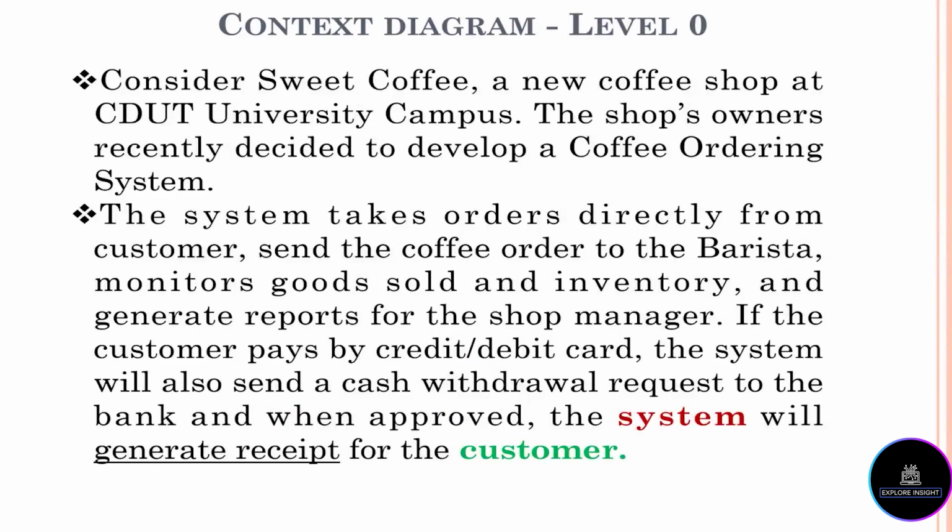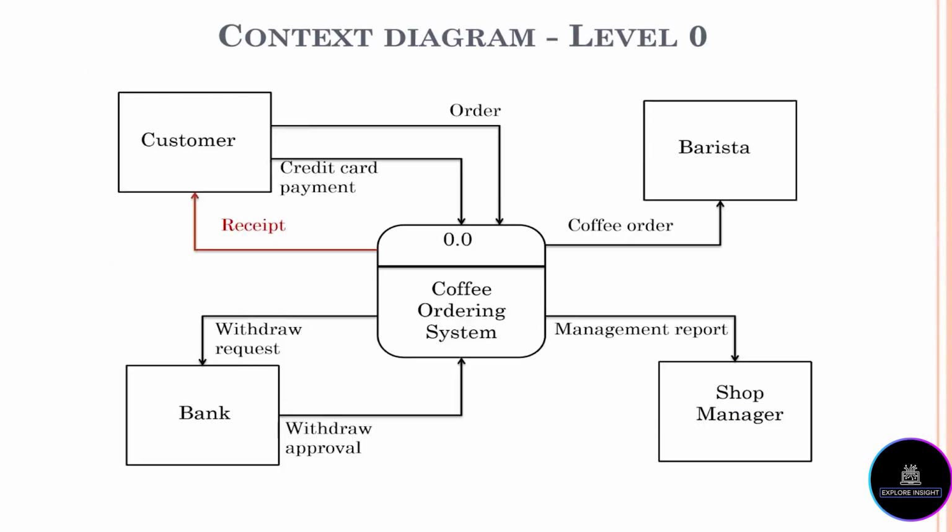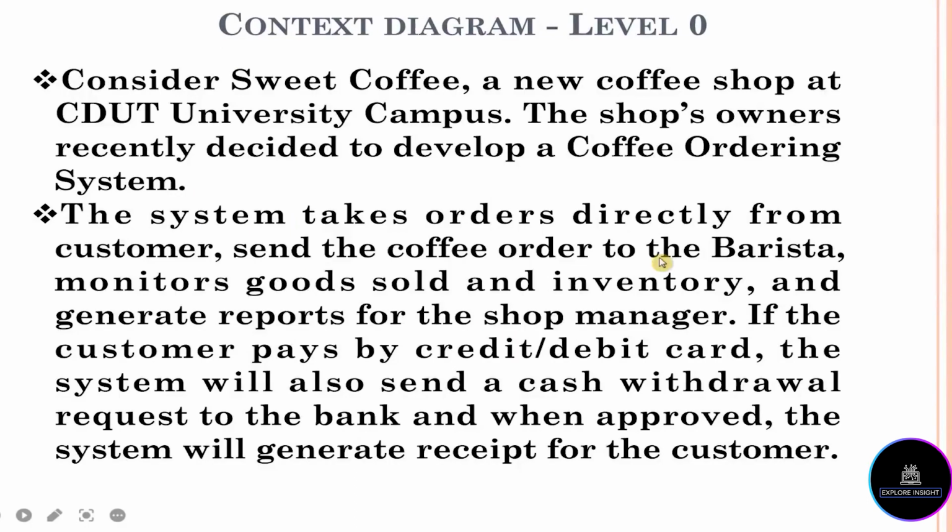Now let's see. Lastly, we have the system will generate receipts for the customer. So let's see the outcome. So we are going to have this. The system generates receipts for the customer. So I hope I was able to break down this case study for you to understand the detail about it using the data flow diagram.